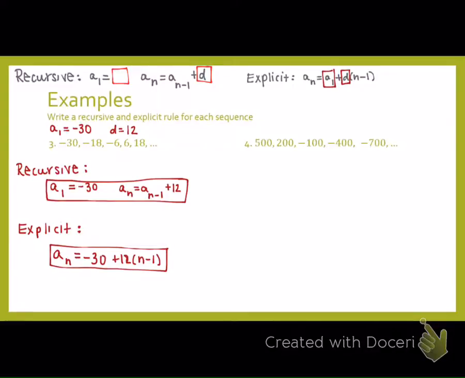Okay, so let's look at the next one. Let's first determine a sub 1 and the common difference. So, Carly, what is a sub 1 in the next problem there? Good. Avery, what is my common difference? Good.